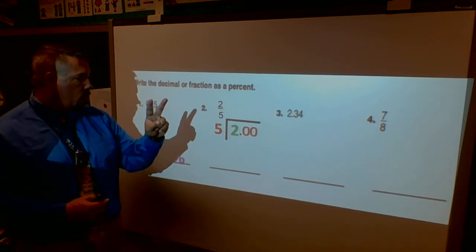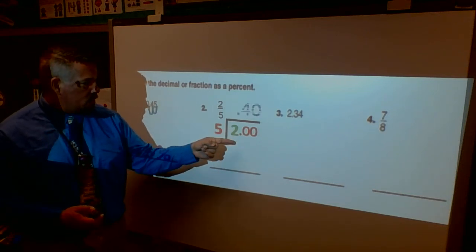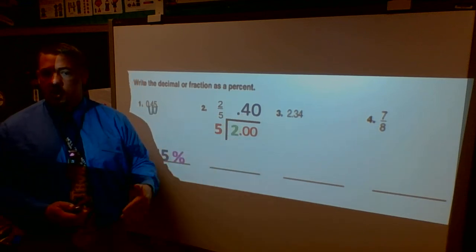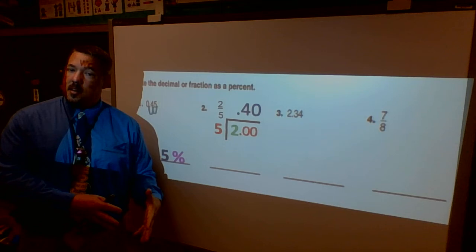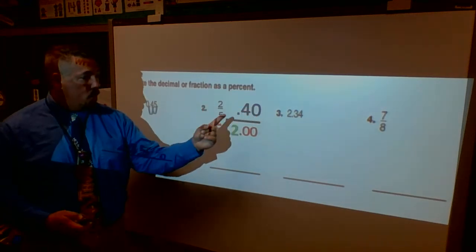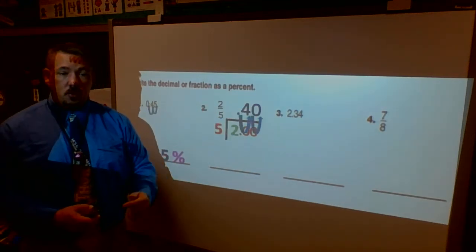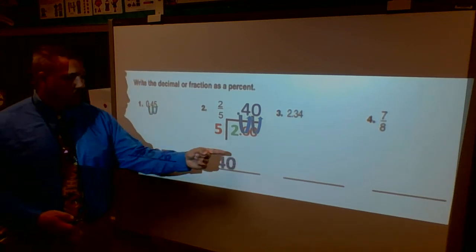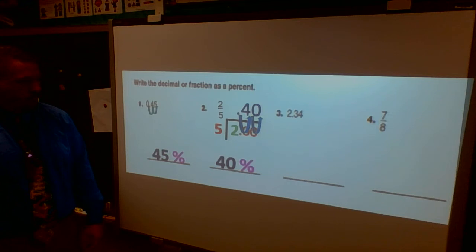I don't know why I held up 4 fingers. So 5 goes into 20 and 5 goes into 0. So I'm going to have 0.40. Now I'm not leaving it as a decimal, so I'm going to leave that 0 there so I can move it from left to right 2 times. And when I move from left to right 2 times, just like here, then I add my percent sign.